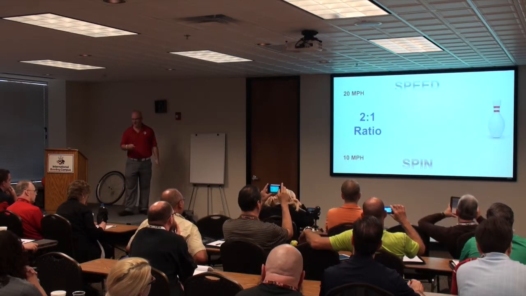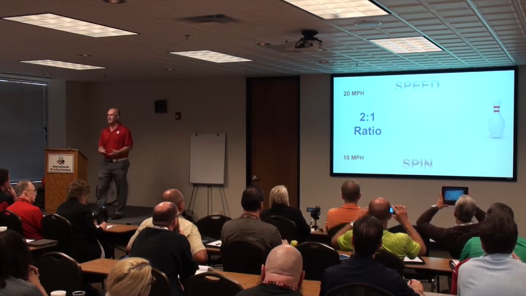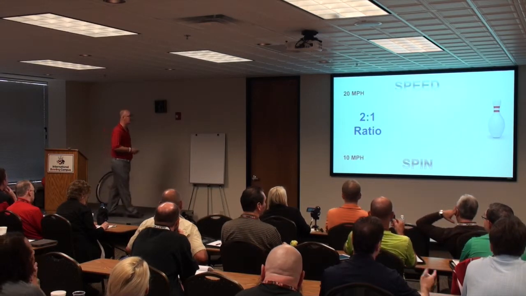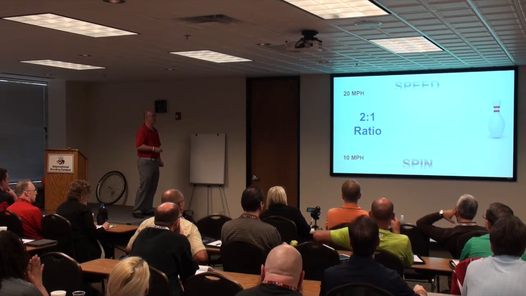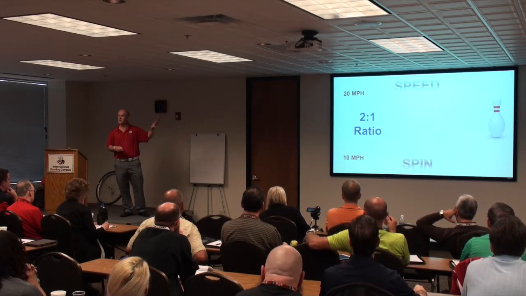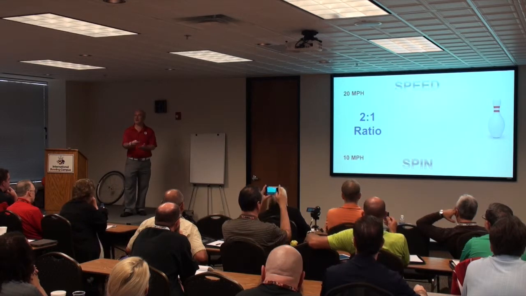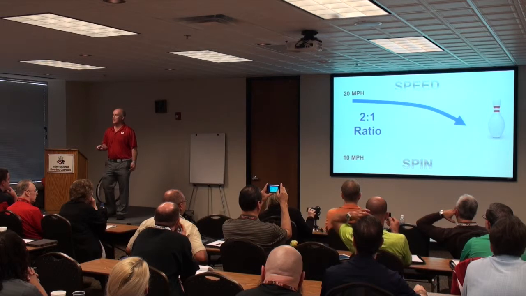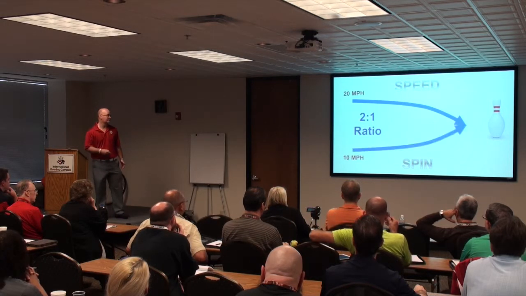So let's say we have that same bowler, but now the lanes have gotten dried up, just from the wear and tear, they haven't really moved anywhere. But they're still throwing it at 20 miles per hour. Their ball is still spinning at 10 miles per hour. That ratio is still 2-to-1. But because now they're encountering more friction earlier, that ball starts to lose speed a little bit faster. And that ball speed comes down that much quicker.